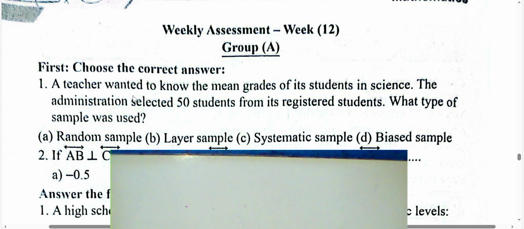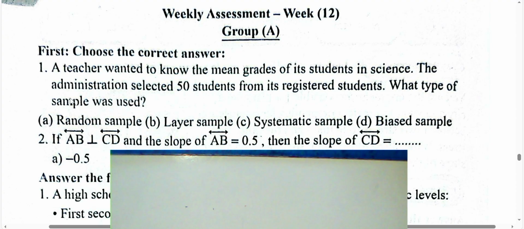The teacher wanted to know the mean grades of 8 students in science. The administration selected 50 students from interested students. What type of sample was used? It will be random assembly. Choose letter A. It will be random assembly because they will choose different students from all levels. Then we call it random assembly.